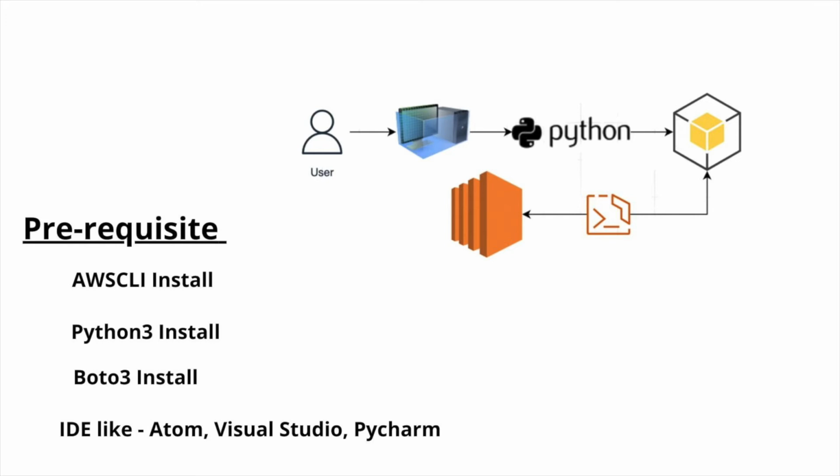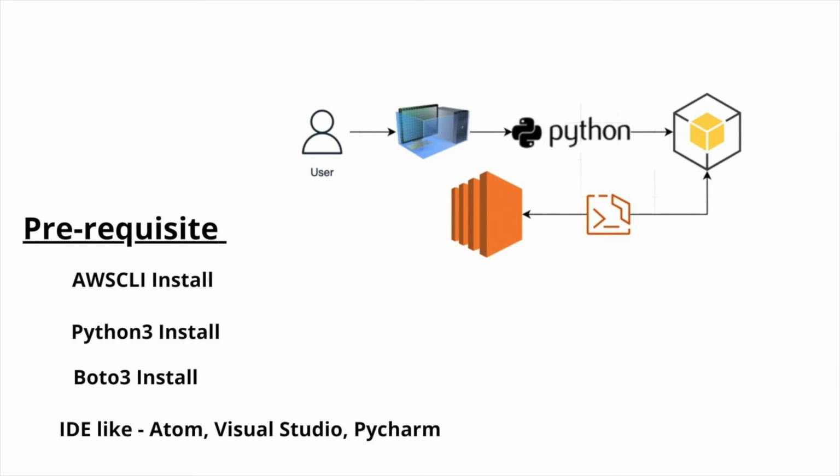The first thing, we require the AWS CLI to be installed on your machine. The second, we need Python 3 installed on the machine from which you want to run all those commands. Then we need pip to be installed, and last we need Boto3.